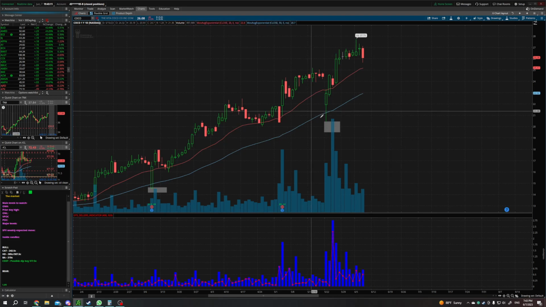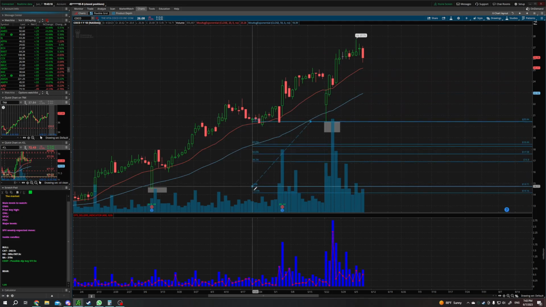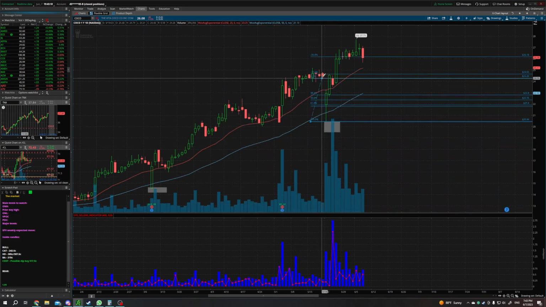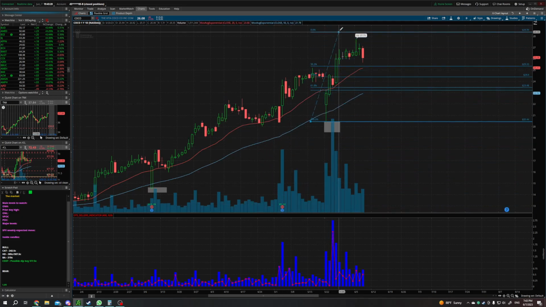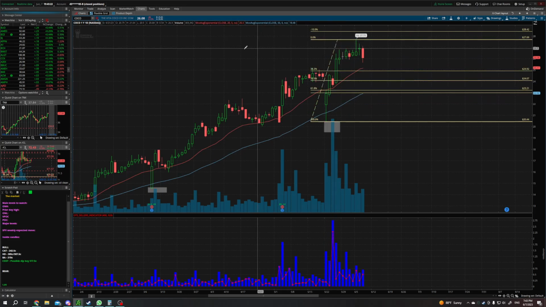This pullback that it had right here, I don't know, it looks like it was some kind of news candle, because this is not earnings. Earnings are right here. There's a gap right here that ended up going higher. It's a share offering. Okay, so it was a share offering.